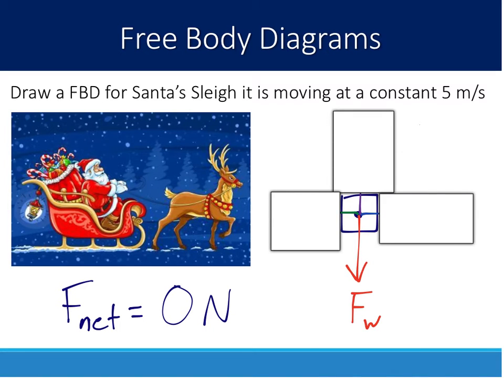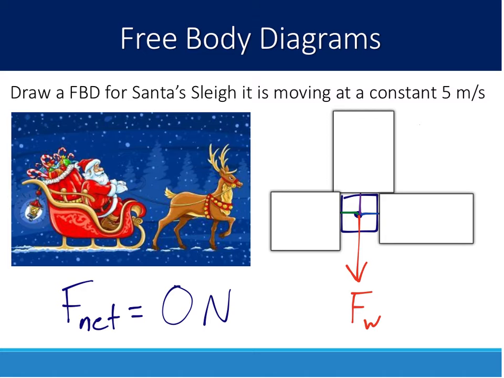In the first example, we're going to take a look at how free body diagrams help us identify the forces that are acting on an object. For example, if we take Santa's sleigh and we know it's moving across the snow, being pulled by a reindeer, the key information here that we want to pay attention to that will help us draw our free body diagram is the fact that it's moving at a constant velocity of 5 meters per second. Therefore, we know the net force must be zero. So when we take a look at the forces that are acting on the sleigh for the free body diagram, we know that weight is the downwards force. So I'll draw that in.